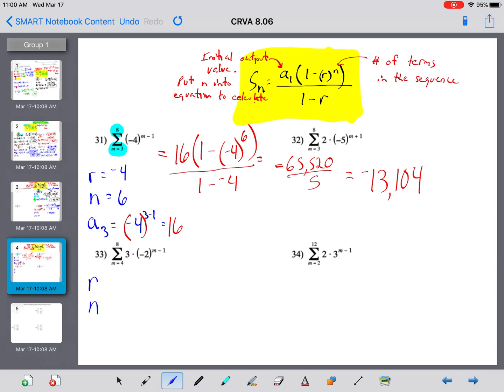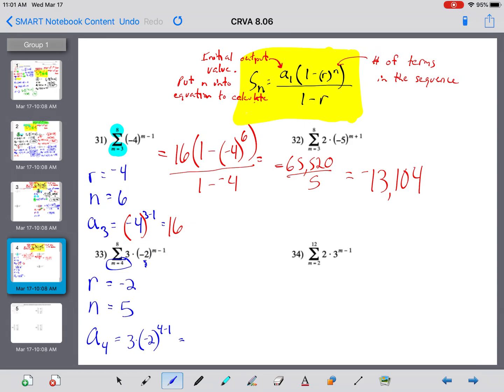For 33, we need the rate, the number of terms, and the first term in this sequence. This sequence is starting at the 4th term. So the rate is my base, which is negative 2. The number of terms, 8 minus 4 is 4, add 1 is 5. There are 5 terms in this series, and we need to find the output for that first term in the series, which is an m value of 4.